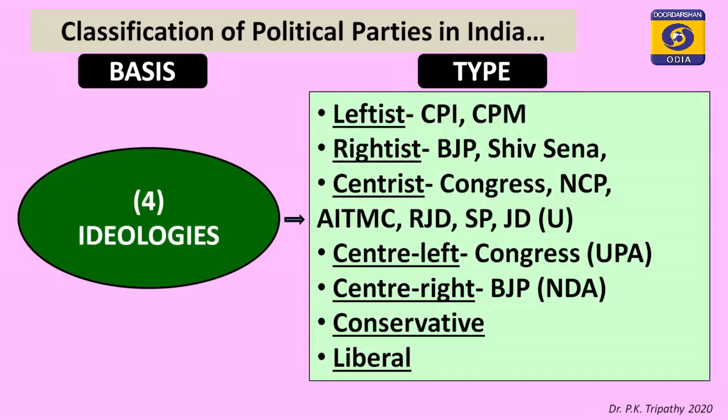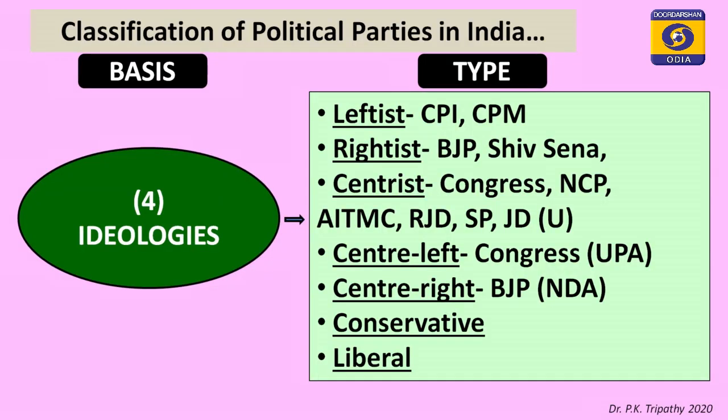Centrist political parties are very opportunistic in nature, and they combine the elements of leftism and rightism within their own fold. Sometimes they turn left, sometimes they turn right according to the situation. The best examples of centrist political parties are Congress and lots of other parties like NCP, Nationalist Congress Party, Trinamool Congress, RJD, Samajwadi Party, Janata Dal United. A number of parties you can go on counting who take a stand at the center.